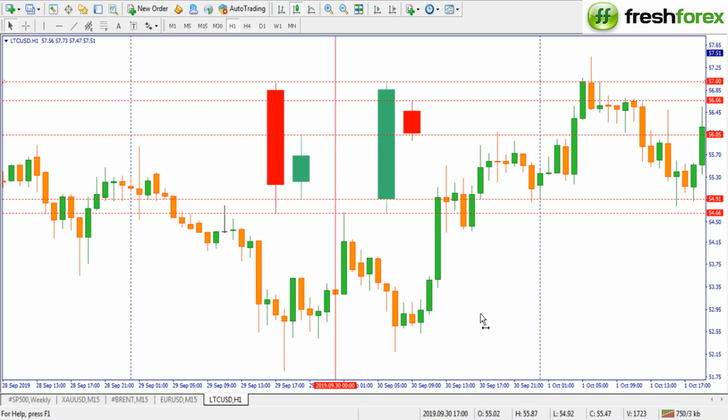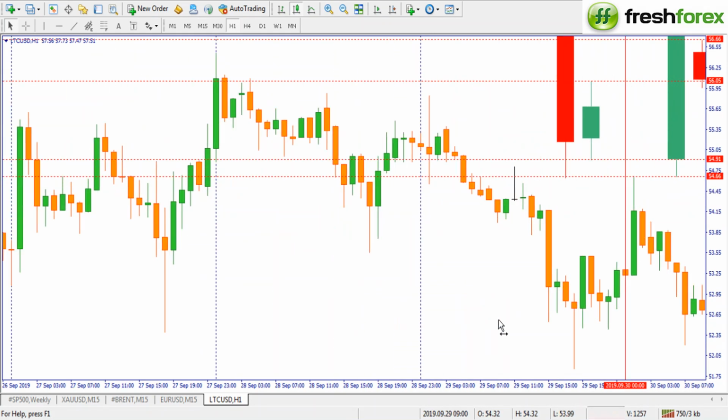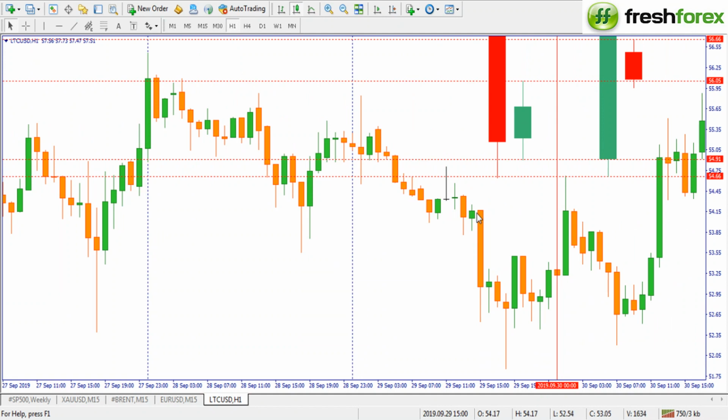Okay, just look at this. Let's get one example. We have this here. It's a very big move to the lower side. There's this big move. There's some retracement. There's a big move. Then we have a green candle which fits inside the previous candle.